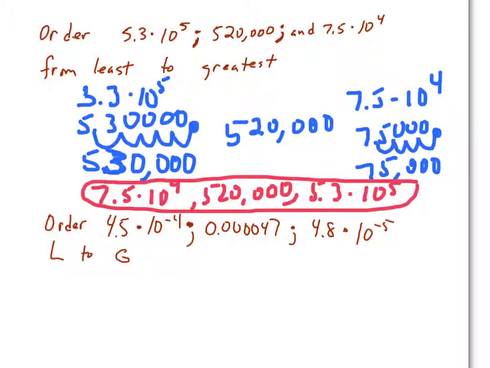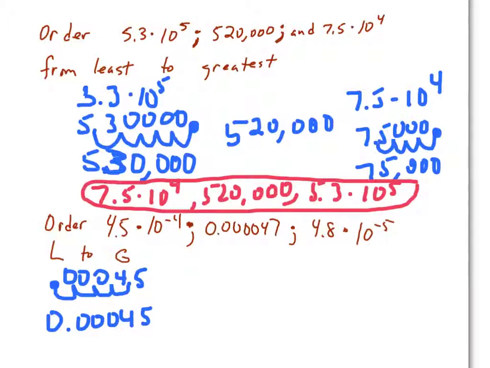So 4.5 times 10 to the -4th. I'm going to put 4.5 here. I'm going to move my decimal 4 places that way and put zeros in those little slots. And so that number is 0.00045. All right, this next number is what it is.